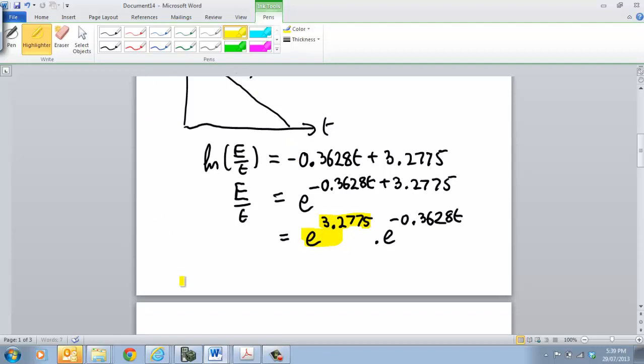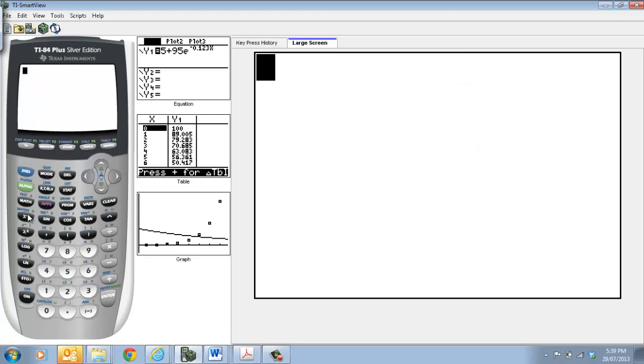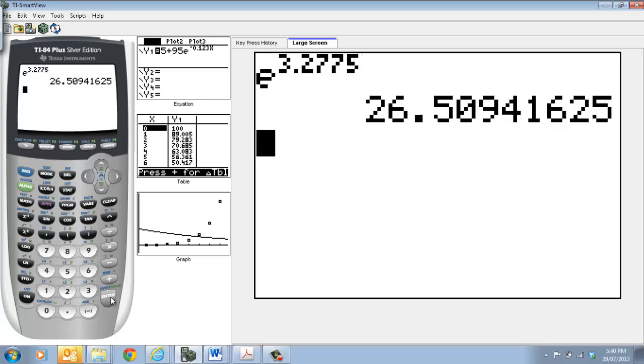Now if I go to my calculator and work out this first part over here, then what we will see is that will give us a value that we can write in front. So e to the power of 3.2775 is actually equal to 26.51. Right, 26.5. So for our model, that's what we're going to use.